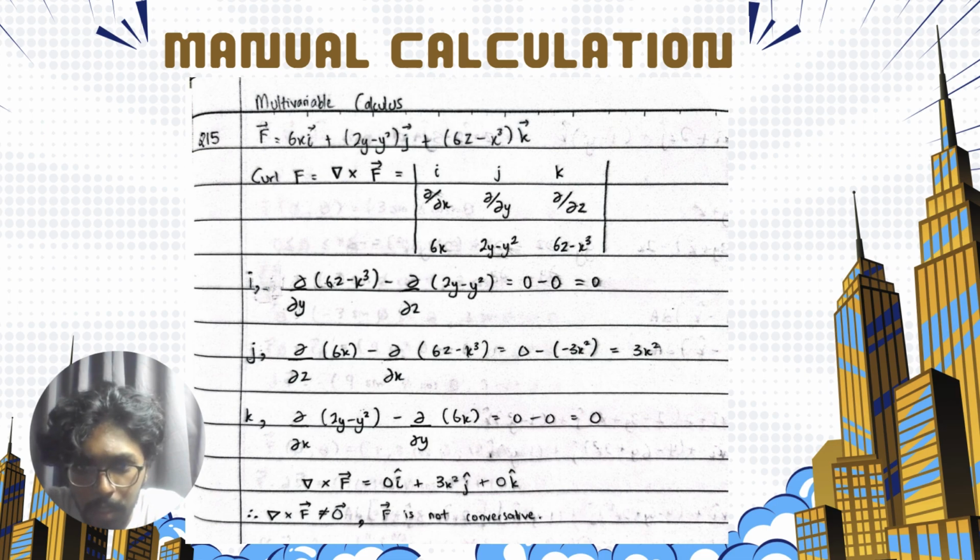It's the same for component k, where we get 0. However, for the j component, we get the value 3x squared. Since we get a value other than 0, this automatically means the vector field is not conservative.